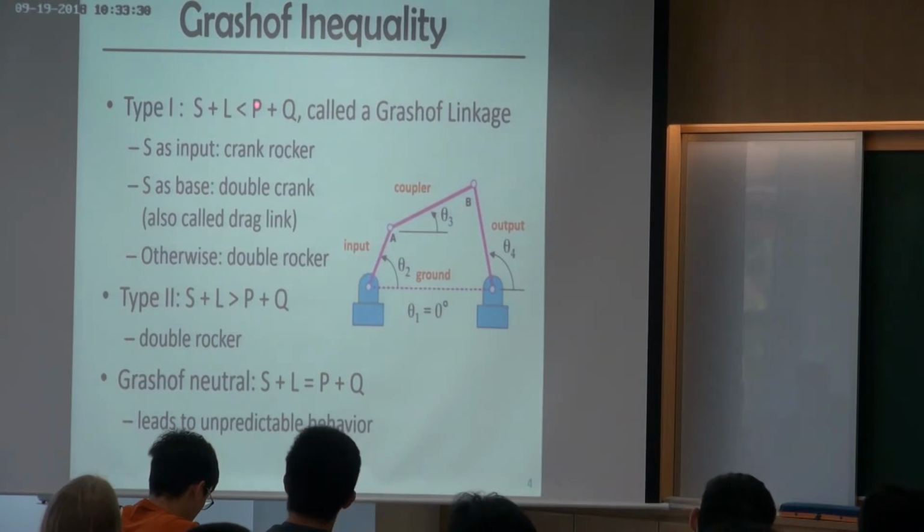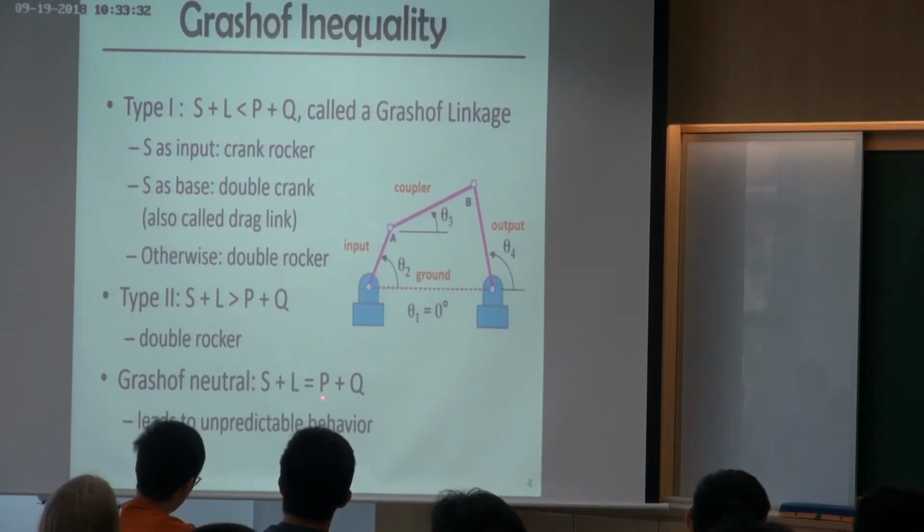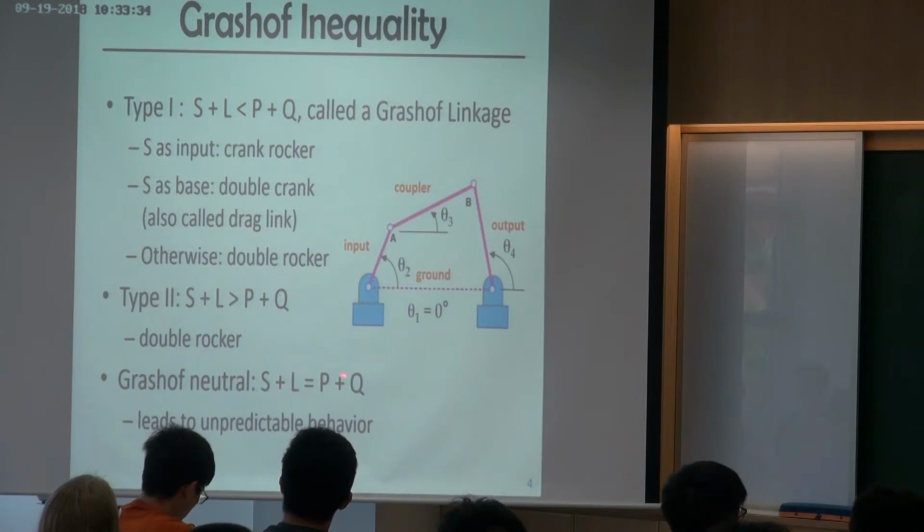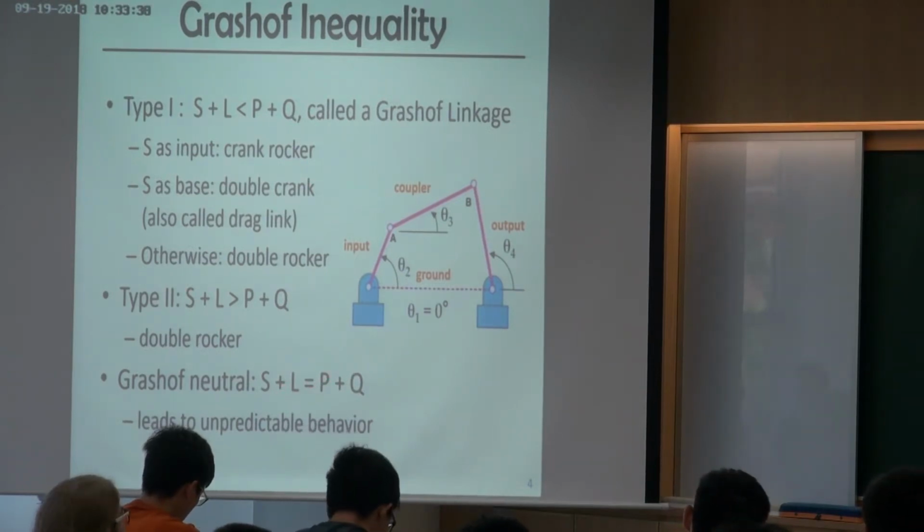And this one is smaller, this one is greater. Then what if it's equal? What if S plus L equals P plus Q? In this case, we call it Grashof neutral. It's neither greater nor smaller.